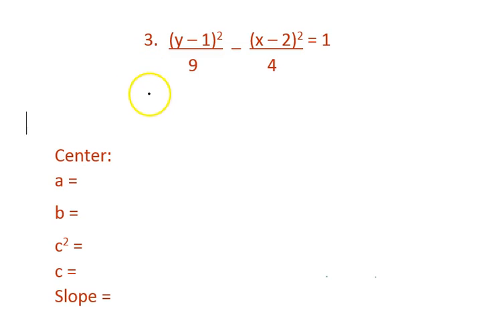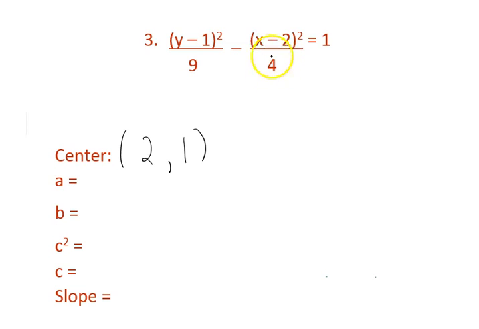Okay, we're going to do one last example. And this one is already in the form that we need to work with, so we don't have to complete the square. We just need to identify everything. And the center, be careful, especially with these when the Y comes first, that you put the Y number in the Y spot of the point. So we'll have a +1 for the Y and a +2 for the X.